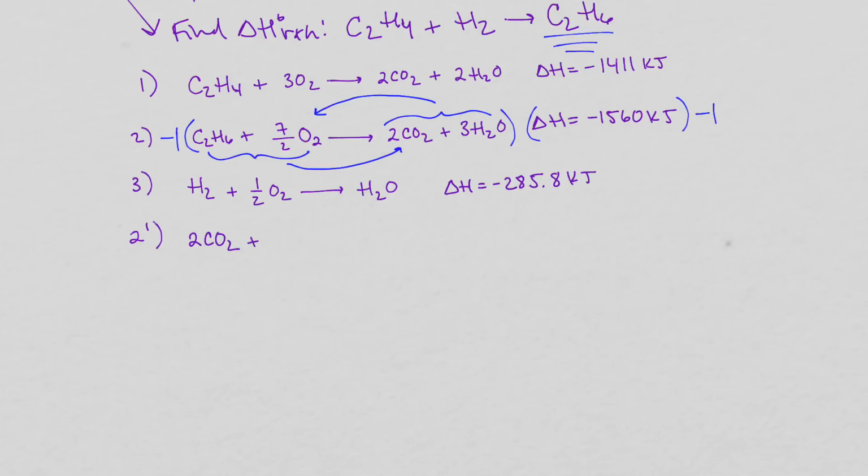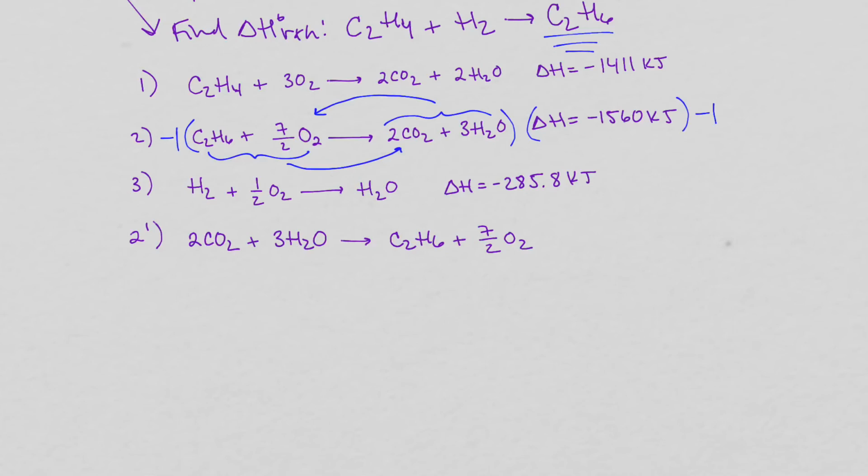2CO2 plus 3H2O yields C2H6 plus 7 halves O2, right? So now I've multiplied by -1. Now I'm not going to erase my work. I'm going to leave this because it is good to show how you made these conclusions, right? So now I'm going to say, what's the last thing I need? Well, I have done everything that I need.